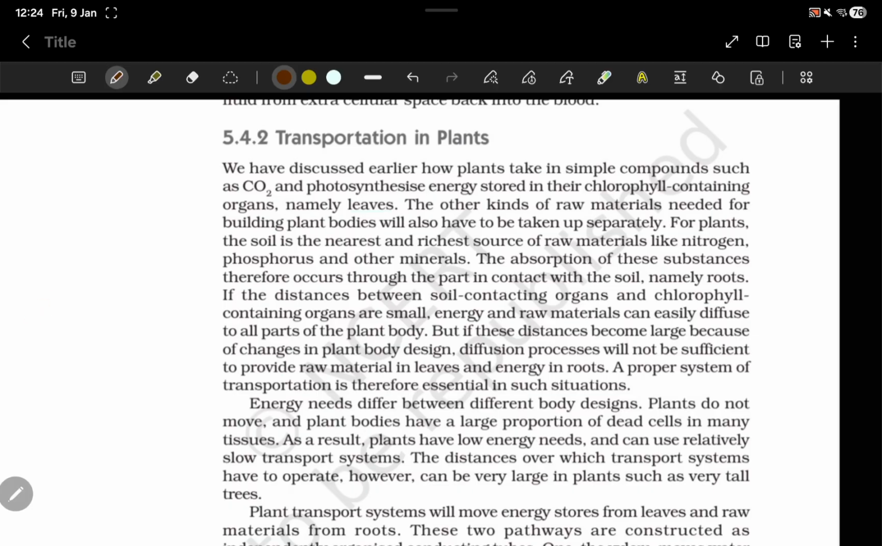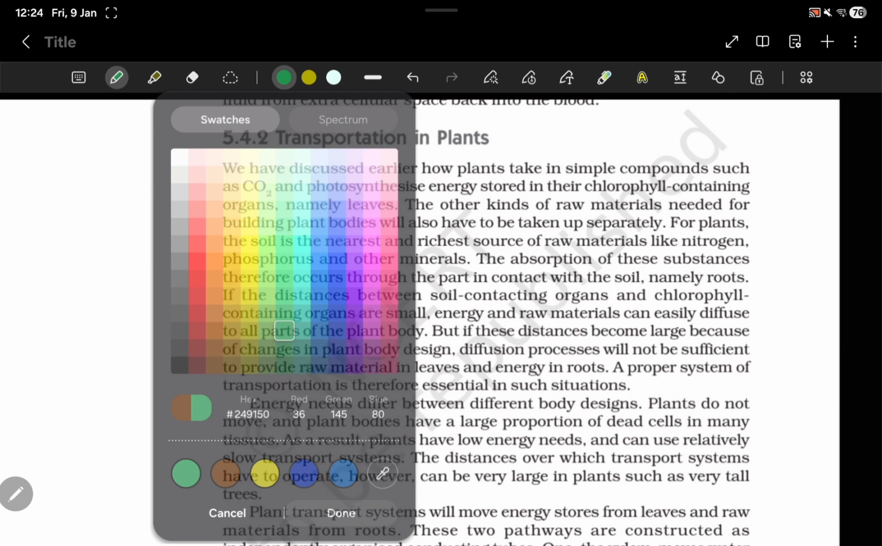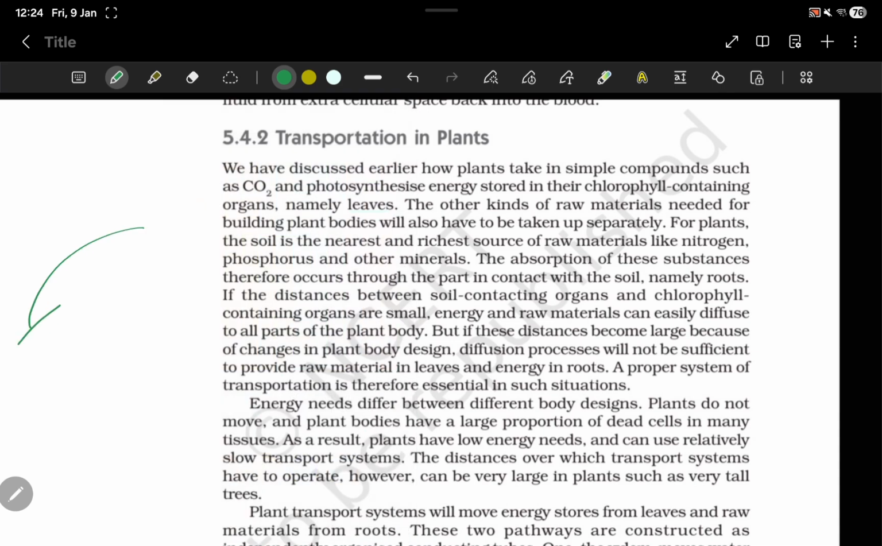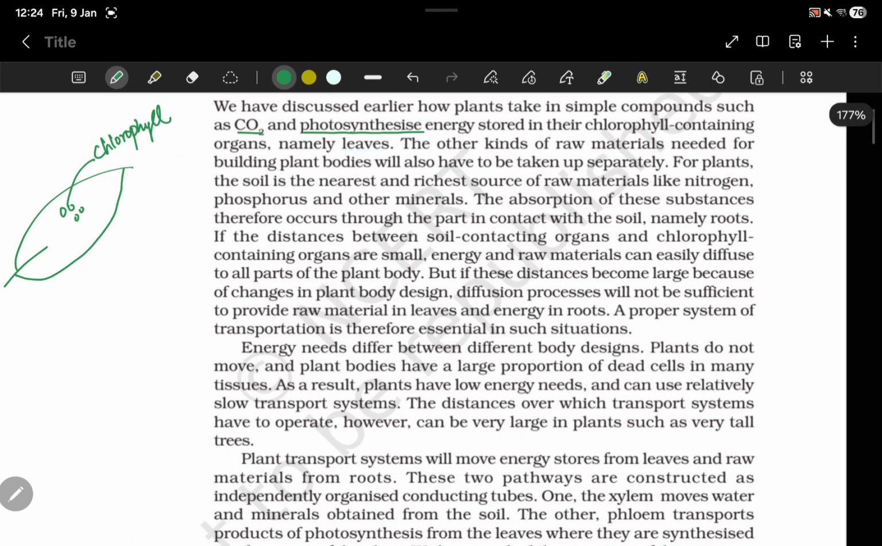So this line says that leaves containing chlorophyll, here the process of photosynthesis happens by which plants make their own food. Now let's move further. The other kinds of raw materials which are needed for building plant bodies will also have to be taken separately. Plants need many types of nutrients, for example macronutrients and micronutrients, for their development, so they have to be taken.